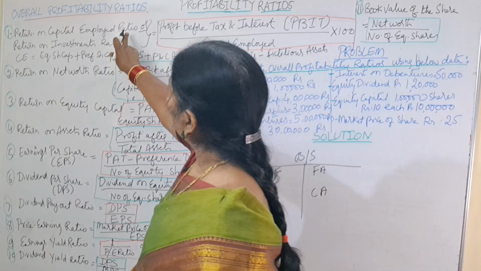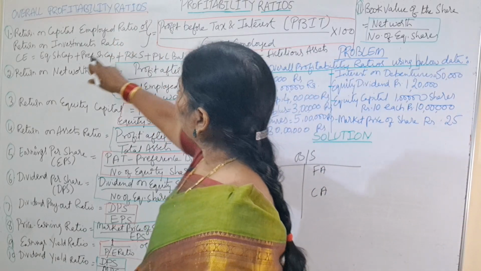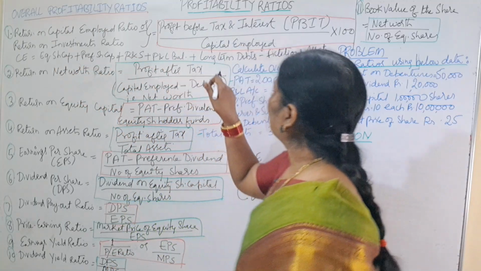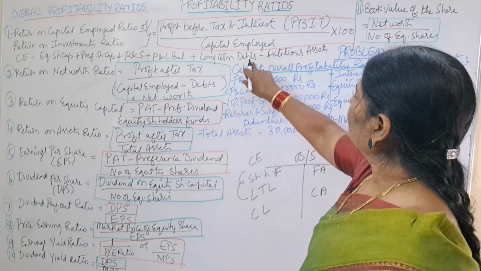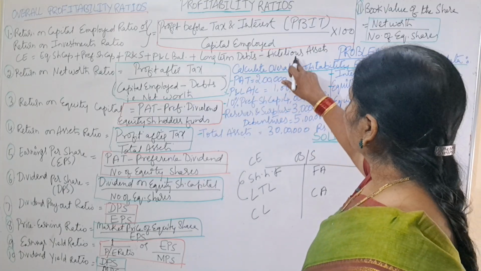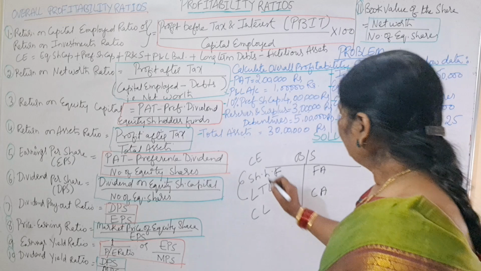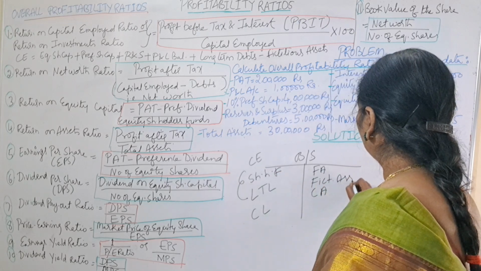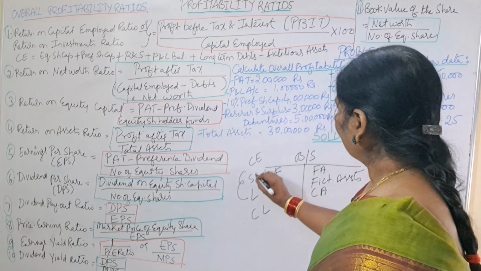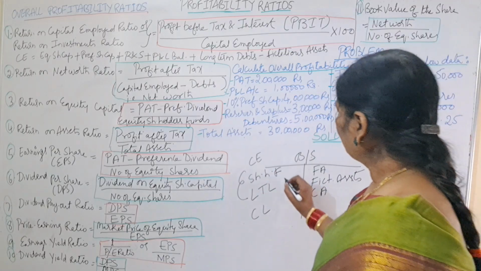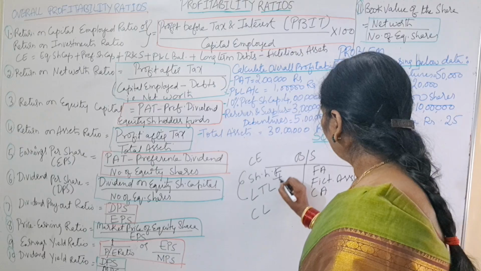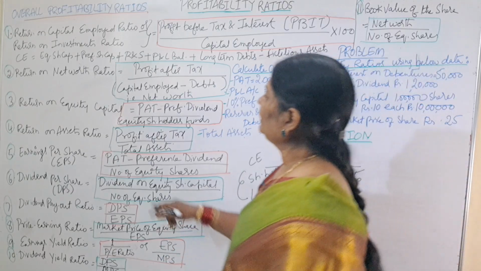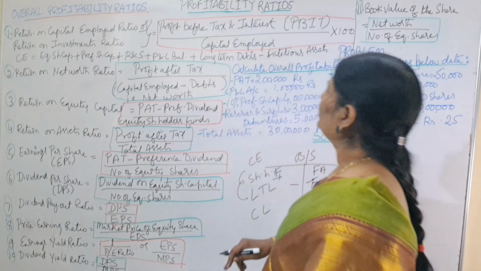This capital employed includes equity share capital, preference share capital, reserves and surplus, P&L account balance, long-term debts, and if you have any fictitious assets, we have to deduct that from capital employed. So shareholders funds plus long-term liabilities minus fictitious assets, that is called capital employed.